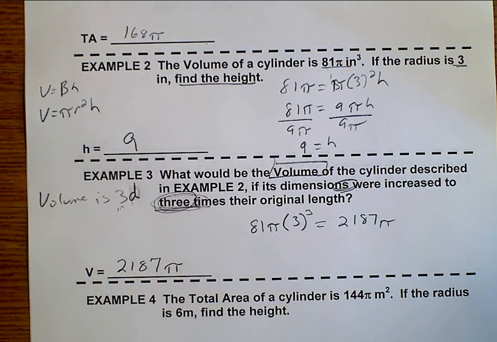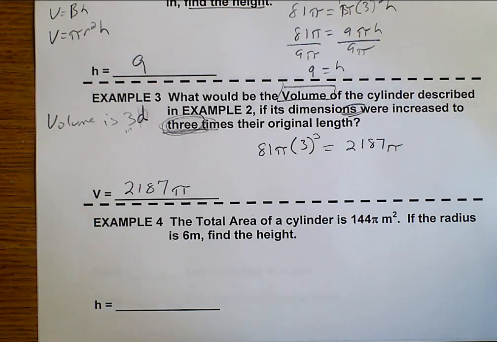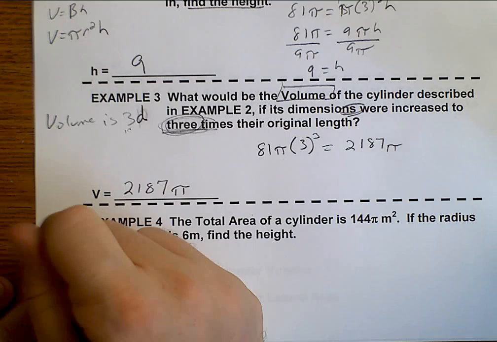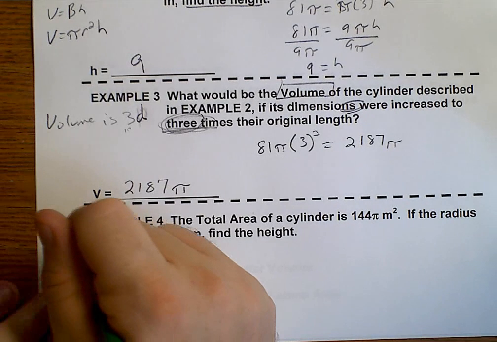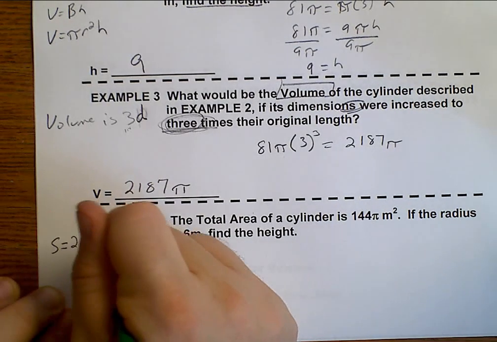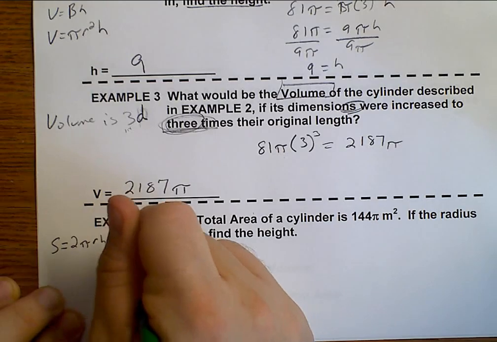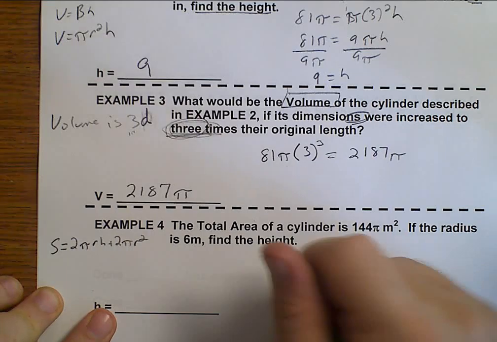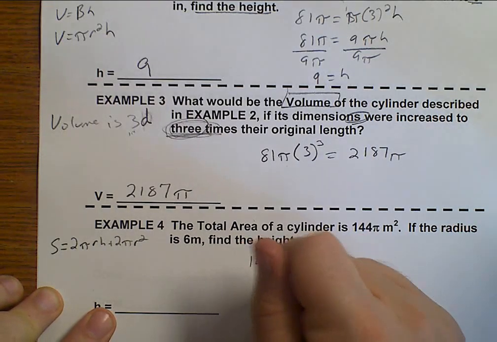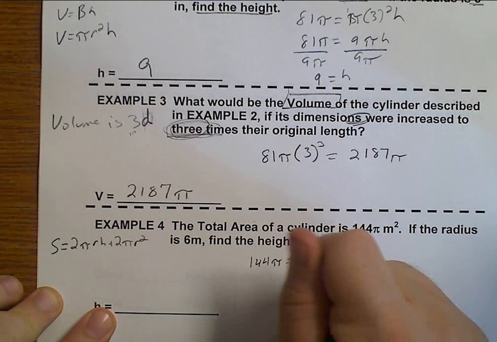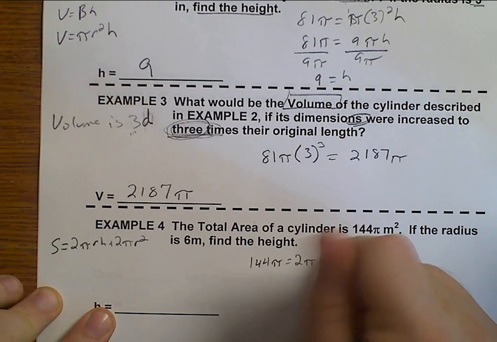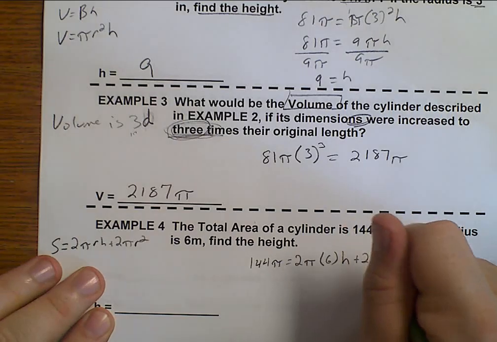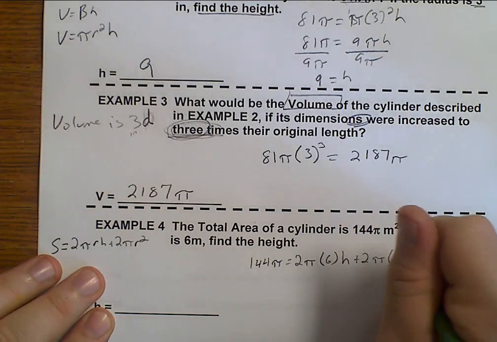All right, let's go ahead and look at example number 4. We have total area of a cylinder, so I'm going to go ahead and write that down. The total area of a cylinder would be 2 pi rh plus 2 pi r squared. Now they tell us that it's 144 pi, so 144 pi equals 2 times pi times a radius of 6 times h plus 2 times pi times the radius of 6 squared.